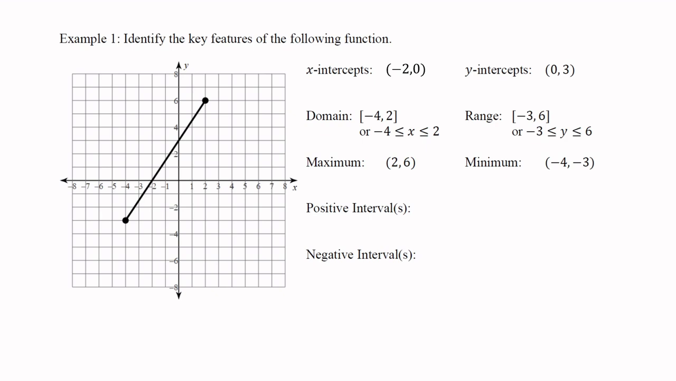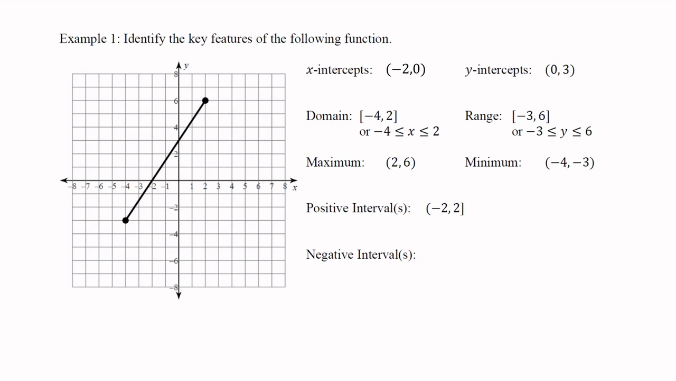Now, positive intervals. We are going to look at our x values for this, so we're going to go from left to right. From -4 to 3, the graph increases, but it's not positive everywhere. Where does the graph cross the x-axis? It crosses at our x-intercept, -2. And from -2 to 2, it is above the x-axis, so that is our positive interval.